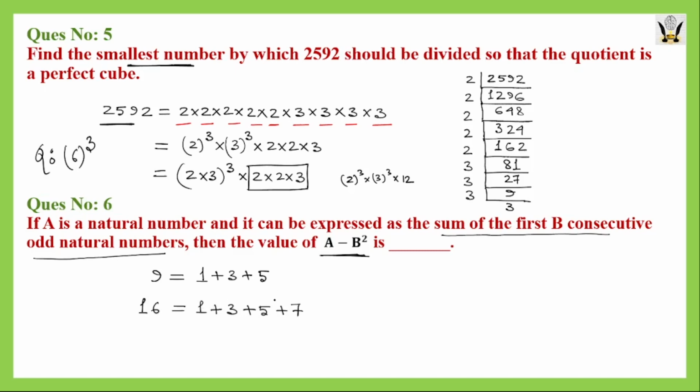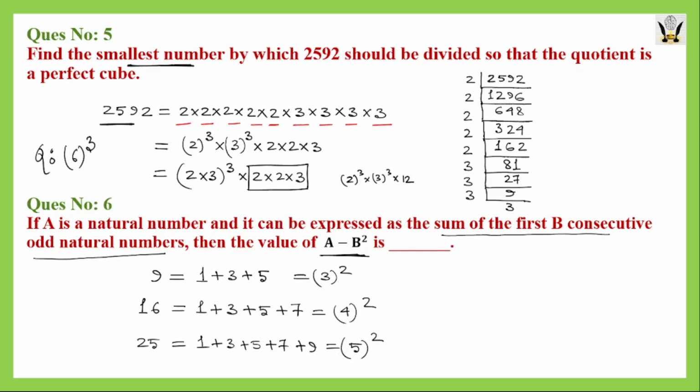What we can see here is that we have three consecutive odd natural numbers, and their summation is 9. So that can be expressed as 3 square, right? And here this is the summation of the first four consecutive odd natural numbers, and their summation is 16. So that can be represented as 4 square. If we extend further, it can be represented as 1 plus 3 plus 5 plus 7 plus 9. So 25 can be represented as this, the summation of the first 5 consecutive odd natural numbers. So that can be expressed as 5 square. And this is one of the properties of square numbers.